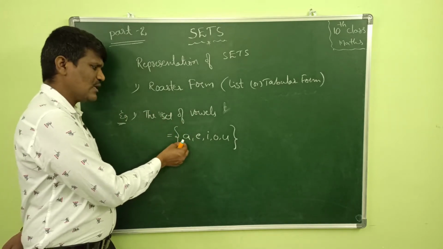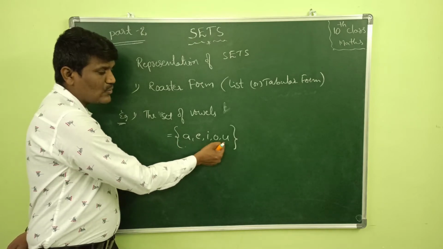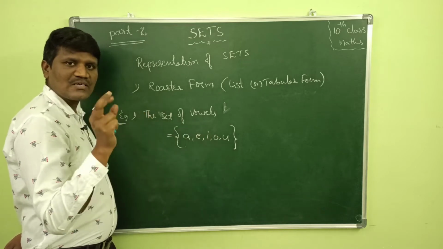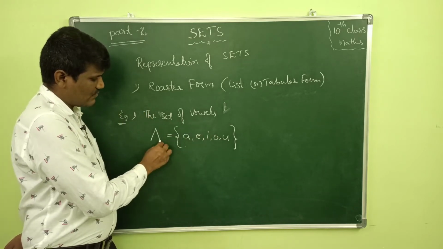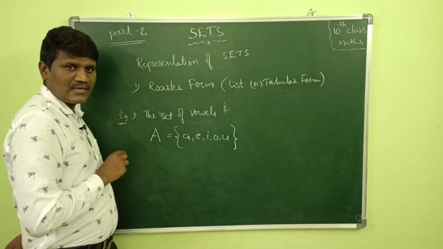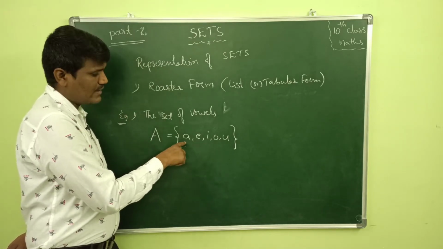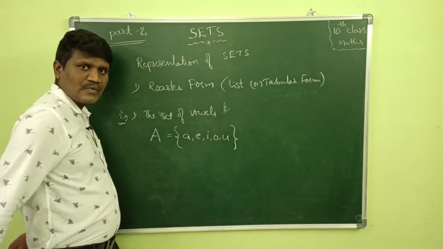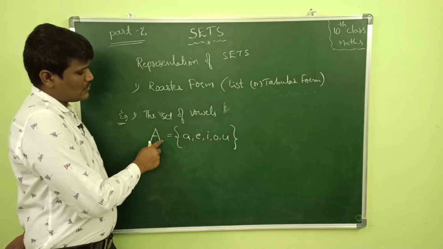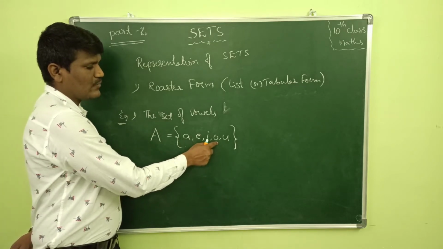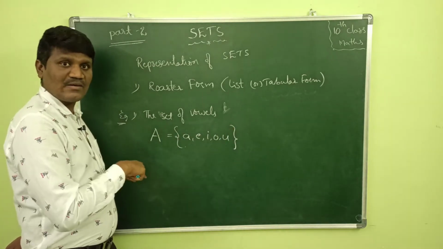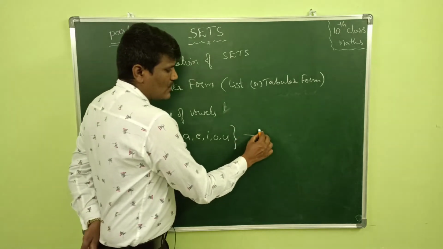We already learned how to represent this. These A E I O U are called elements of the set, and we will represent this set with a capital letter. So A is equal to open brace A E I O U. This bracket we can call either a curly bracket or a brace. So we have listed all the elements in this. This is called roster form.